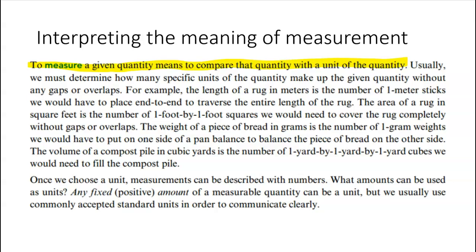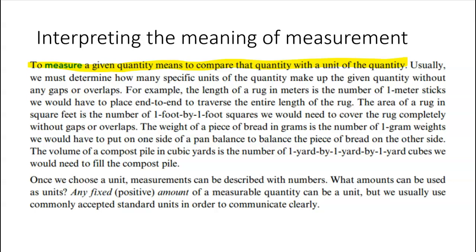But what we're really saying is it's 5 1 miles. So we must determine how many specific units make up the given quantity without any gaps or overlaps. For example, the length of a rug in meters is the number of 1 meter sticks we would have to place end to end. The area is the number of 1 foot by 1 foot squares we would need to cover the rug completely without gaps or overlaps.